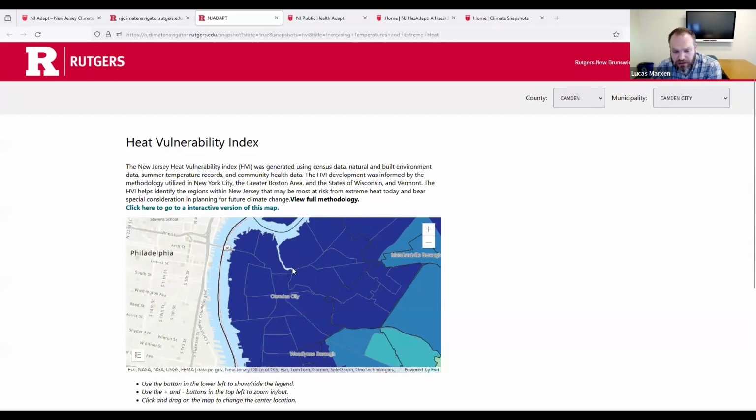This is basically the simple map to show you those areas, but again, you can go to a link out to an interactive map where, within each of the census tracts that are mapped here, you can see the individual factors that go into the heat vulnerability index and why it scored the way it did. You can explore those further.